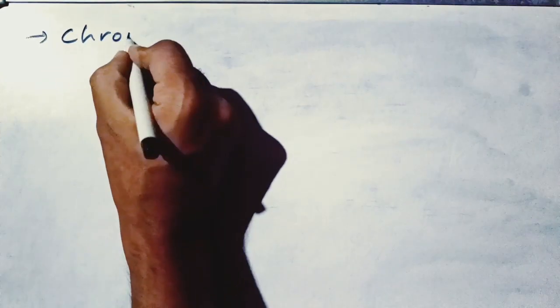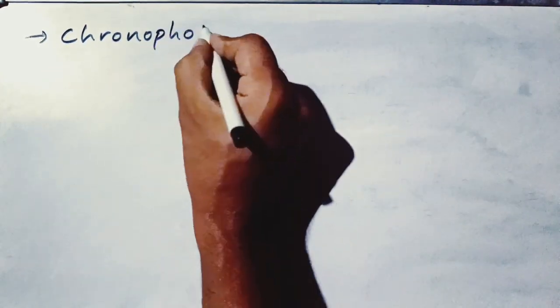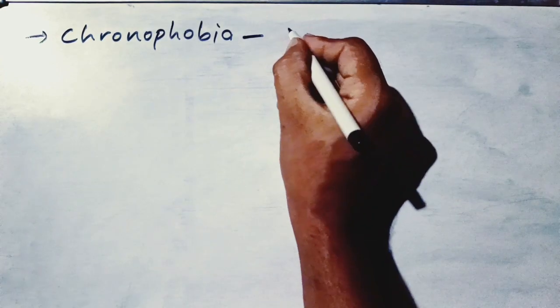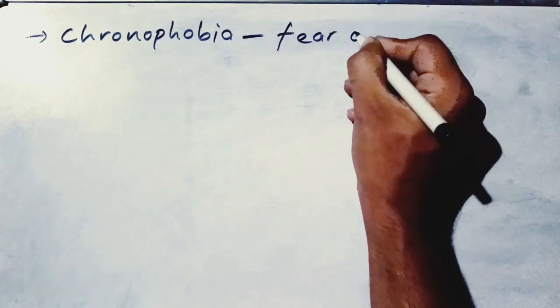Next is chronophobia. A device called chronometer is used to measure the time, basically a watch. Thus, chronophobia means fear of time.